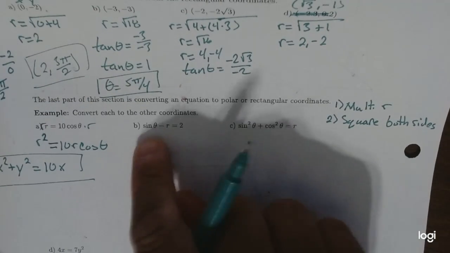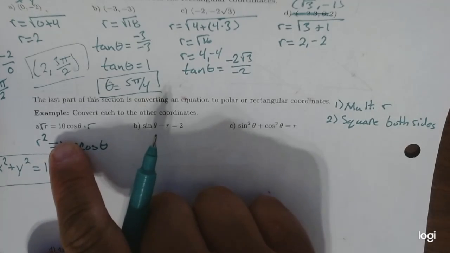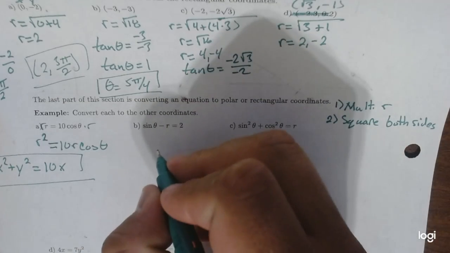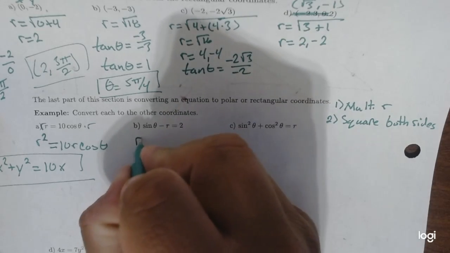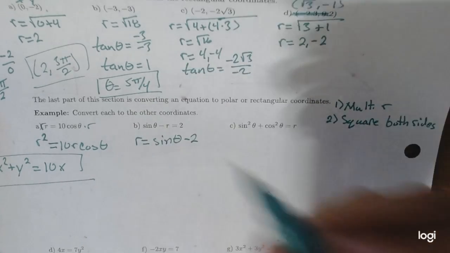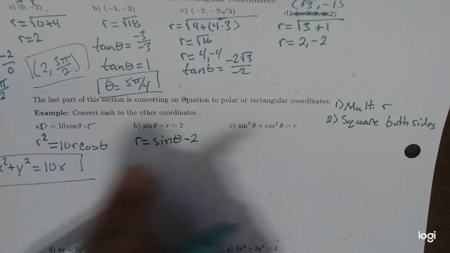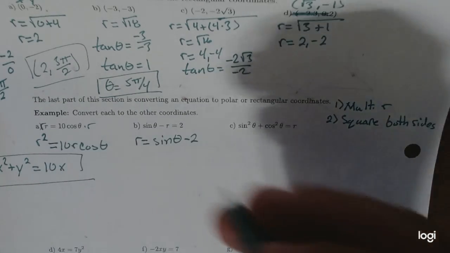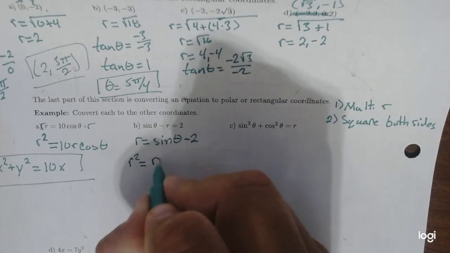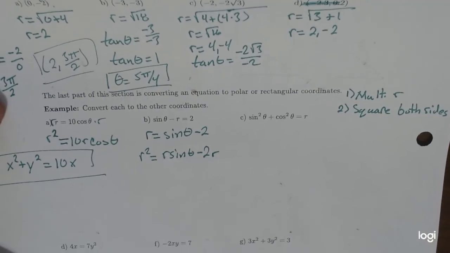Okay. All right. So it's kind of funky. So why don't we try doing the same thing we did over here? Let's make it bigger. So why don't we just flip this around? We'll have r is equal to sine theta minus 2, right? All I did was solve for r. Now notice we have the same scenario we have over here. So why don't we multiply both sides by r? So we have r squared. This is going to be r sine theta minus 2r, correct?